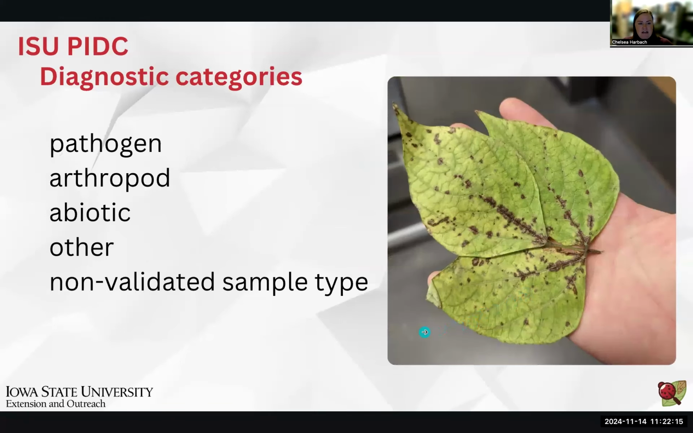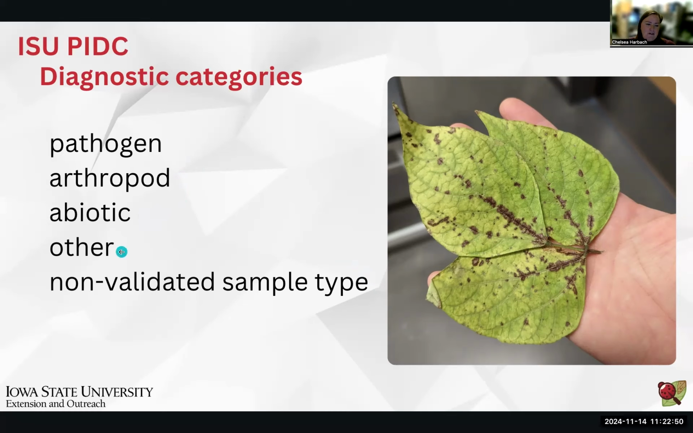We have some different diagnostic categories, and this will be important to keep in mind as we get into some of the numbers from this year. Basically, every time we make a diagnosis, before we send it out to the clients, we select at least one of these categories, depending on what we find with the sample. So either we found a pathogen associated with the sample, we found an arthropod or insect associated with that sample, or we didn't find any pathogens or arthropods, so we suspect an abiotic issue.